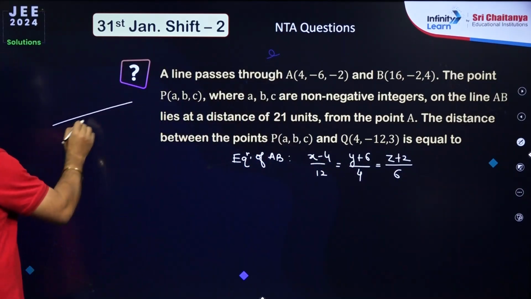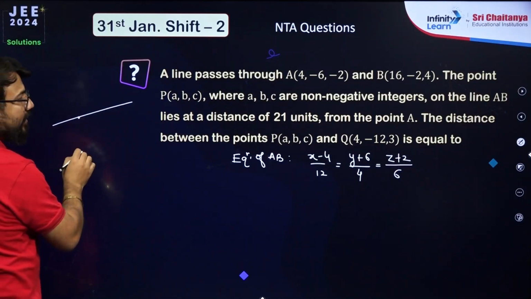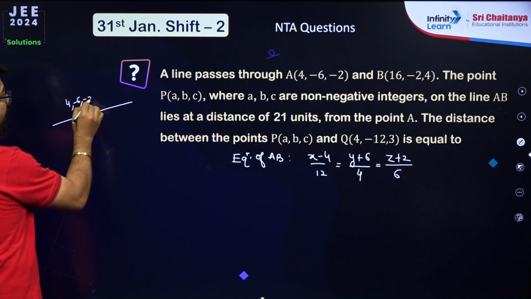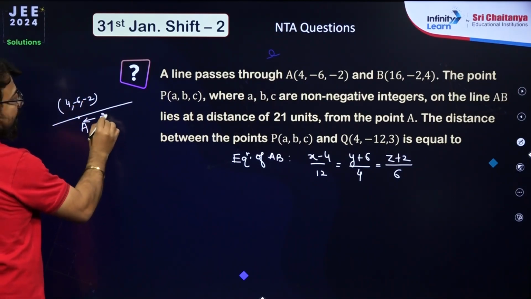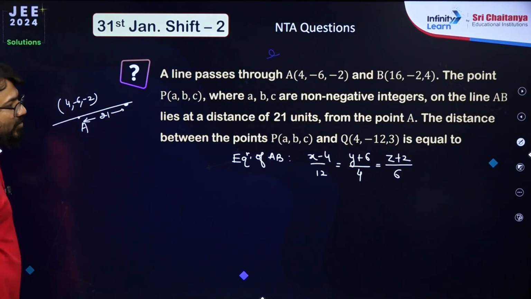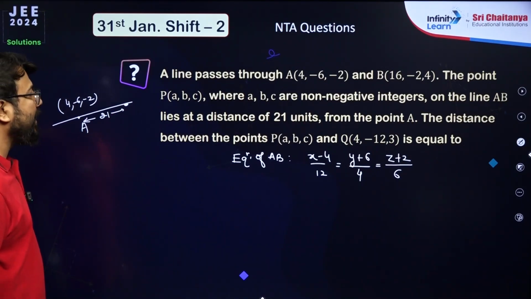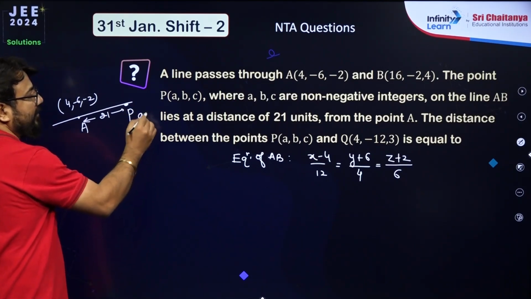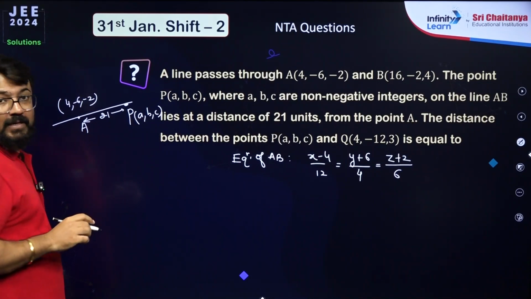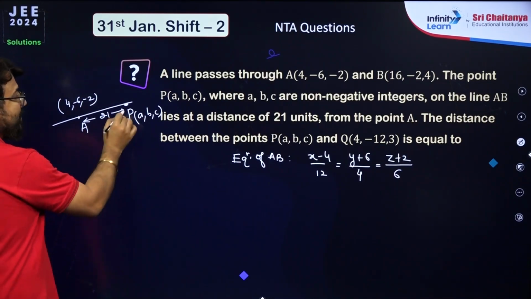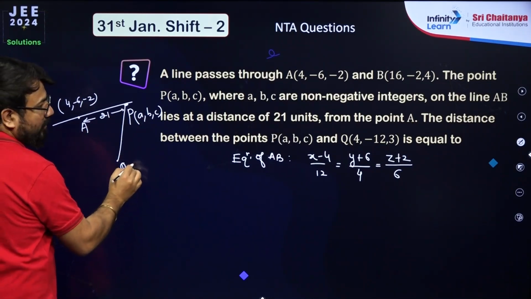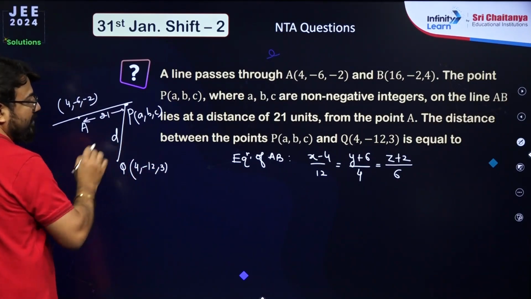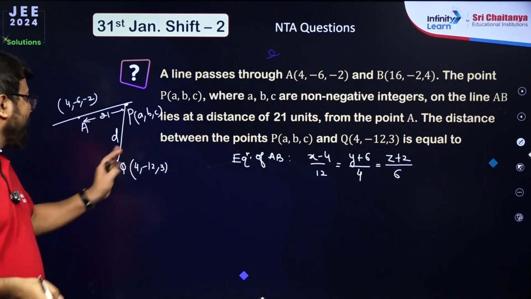On this line AB there is a point A with coordinates 4, negative 6 and negative 2. From this point A there is a point located at a distance 21, and that point is P, having coordinates a, b, c. Now there is another point Q, 4, negative 12 and 3. I want to get this distance basically. So first of all get the point P and then get the point Q.